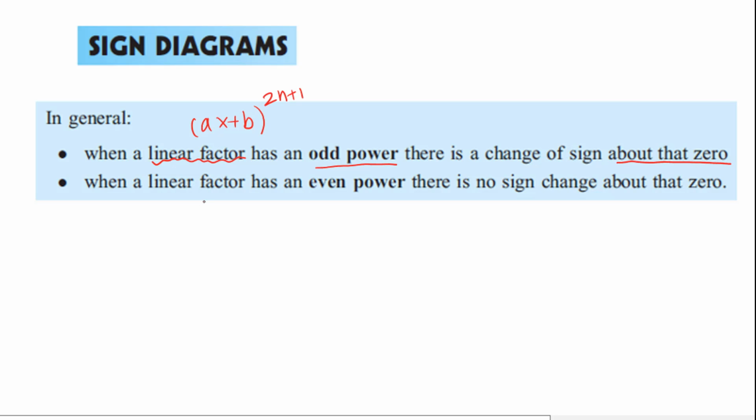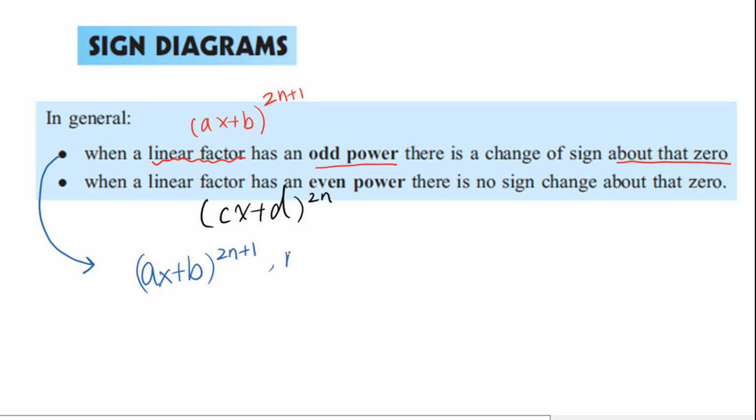When a linear factor, let's use cx plus d, has an even power, so use 2n, there is no sign change about that 0. Now let's talk about the first one. If we have a linear factor ax plus b to the 2n plus 1 power, where n equals 0, 1, 2, 3, first of all, we need to figure out the 0. So we set up ax plus b equals 0.